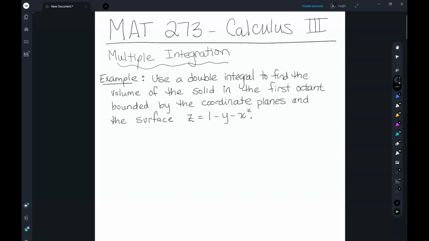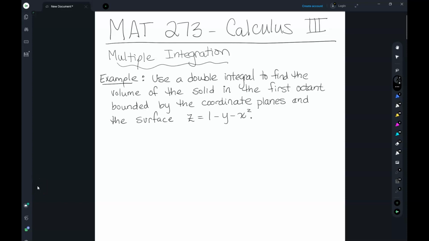In this video, we're going to do a breakdown of two volume problems using double integrals. For the first one, we're going to use rectangular coordinates, and in the second one, we're also going to talk about how to convert to cylindrical coordinates to find a volume.